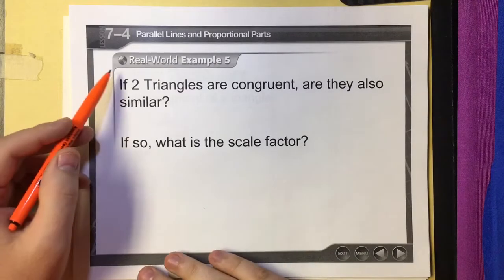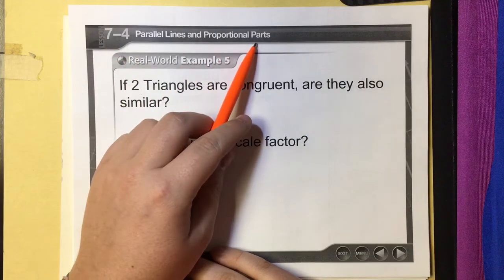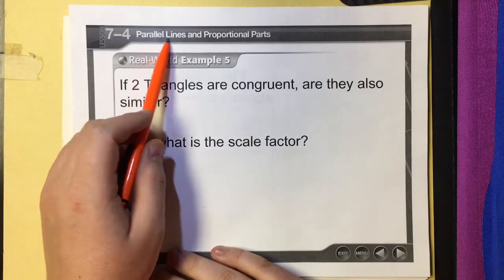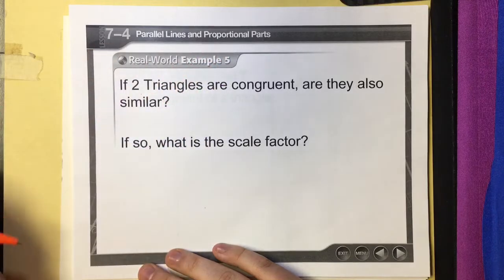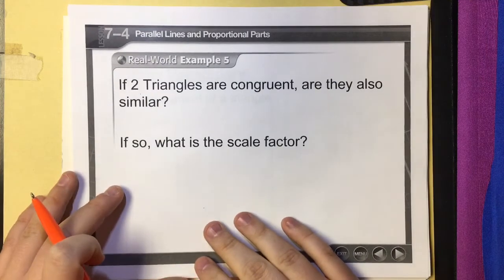Today we are going to do lesson 7.4, working more with proportional parts, but now rather than triangles and similar figures, we're just going to be working with parallel lines, cutting different segments or lines into proportional parts. But before we do that, just a real quick review, or a question to add in.